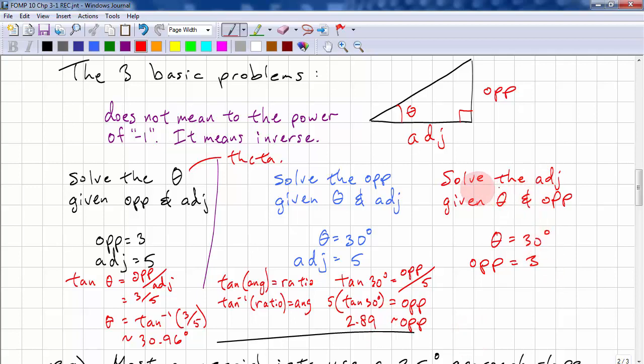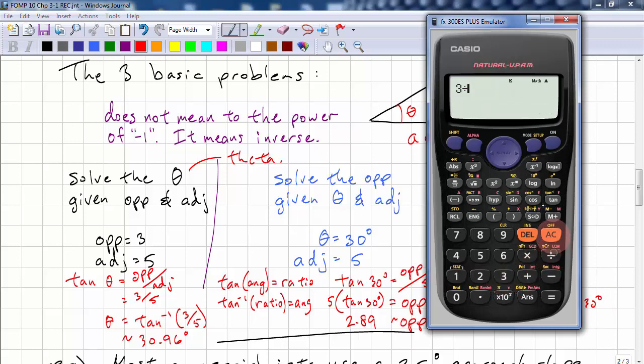And finally, solve for the adjacent given theta and opposite. So again, we start off with tan 30 degrees equals opposite over adjacent. So for adjacent, we do some cross multiplication here. 3 over tan 30. So 3 divided by tan 30. And that gives us 5.20.